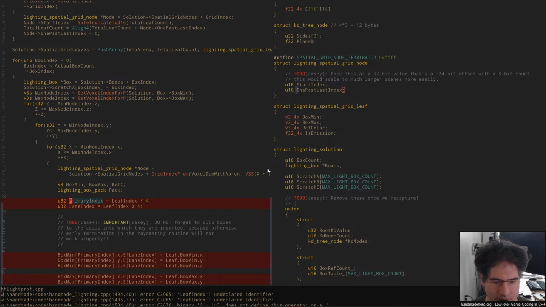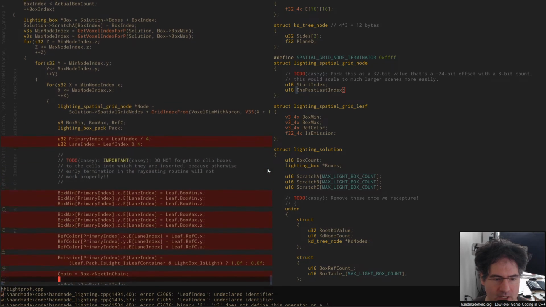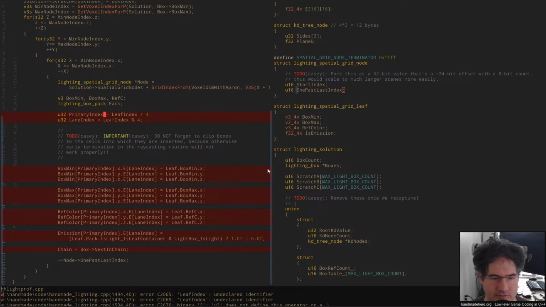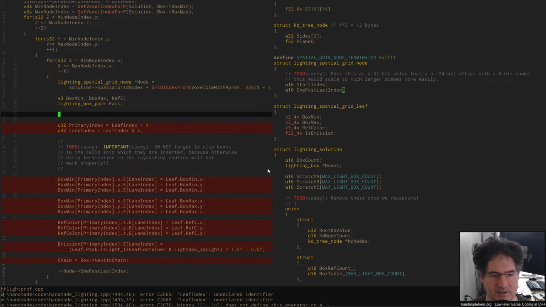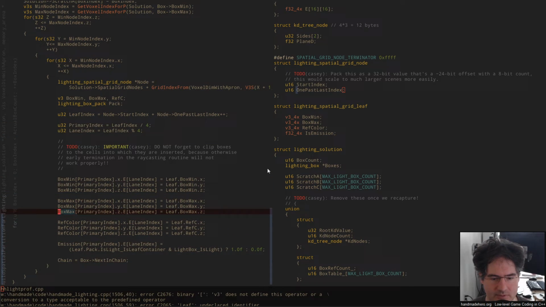And in order to do that, I think all we need to do is use the leaf index, which is given to us directly. So we should be able to basically say, okay, the leaf index is just whatever the start index was plus the one past last index, and that's going to get incremented because we're adding one new one in here. And so I think that's it, right? That just does it.